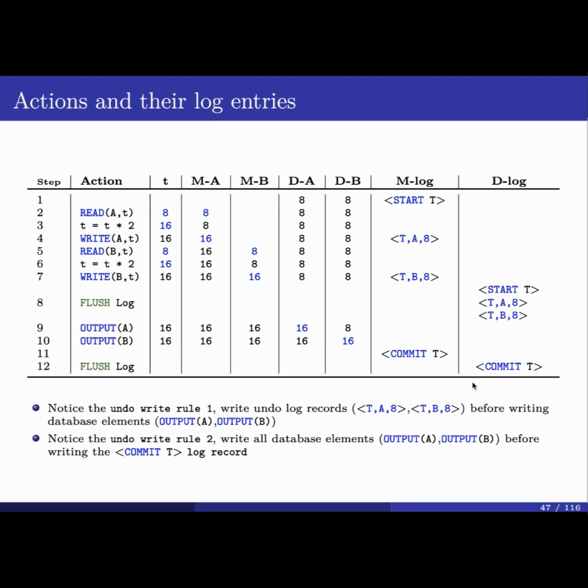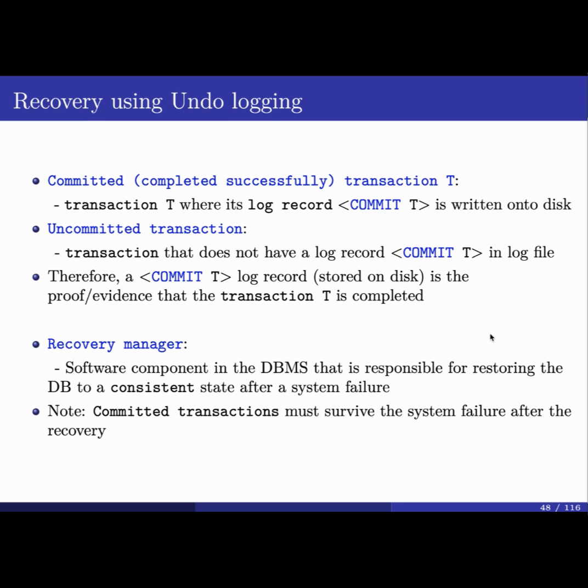So since the logging technique that you use here is undo, that means you just ignore any committed transaction. You only focus on uncommitted transactions. That means any transaction that doesn't have any commit entry stored in the log file.